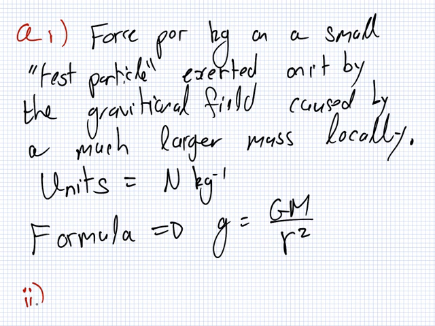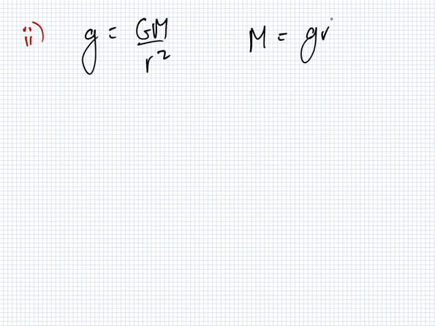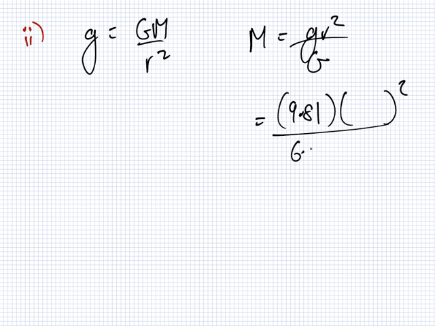Part 2 now. So, I said we should use this formula. Do you see how to get it yet? No? M equals g r squared over G. We know the gravitational field strength for Earth. It's 9.81 newtons per kilogram. And we know the radius. It's given to us.